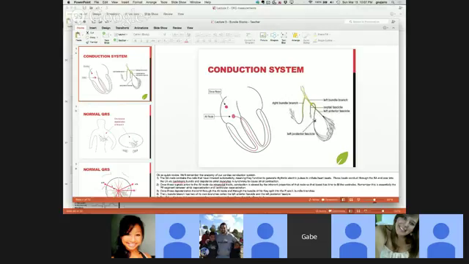But technically, if you were blocked down here and down here, your septal fascicle would still conduct. Right. Well, I don't think I answered your question, though. No, you did. You did.